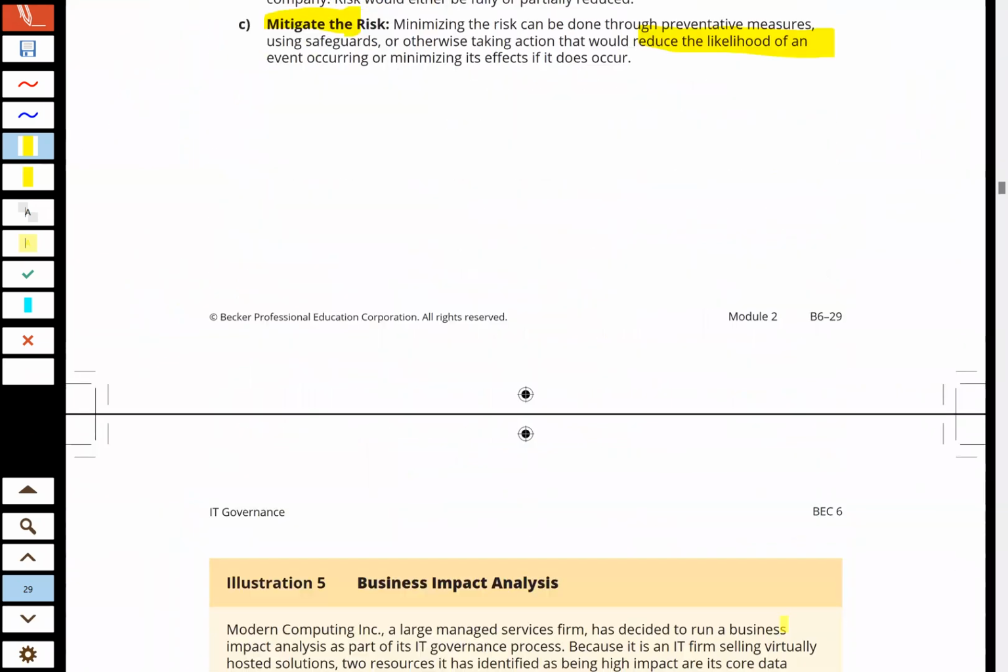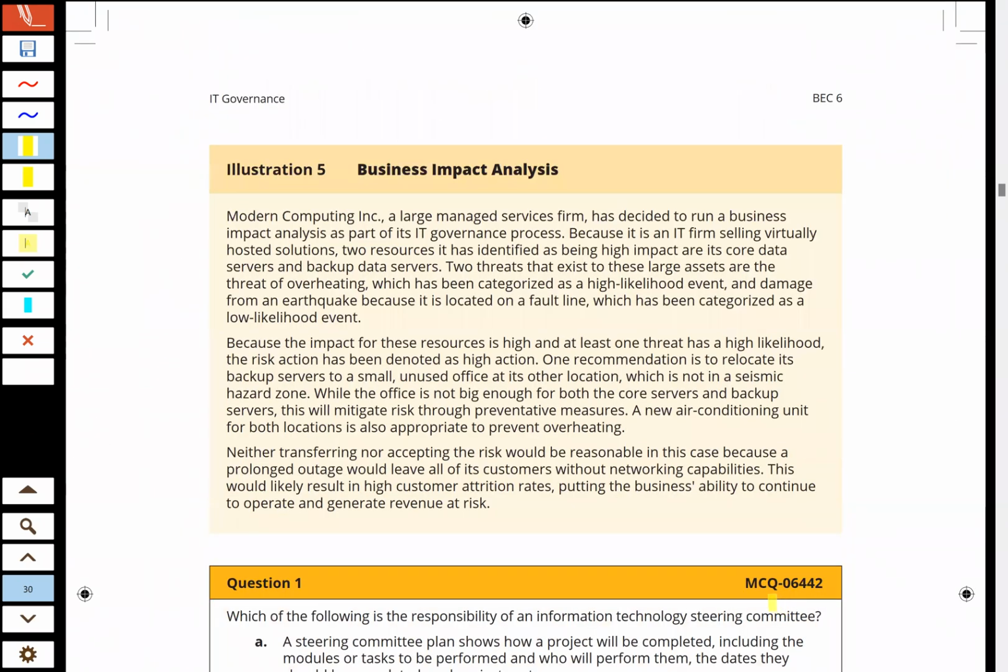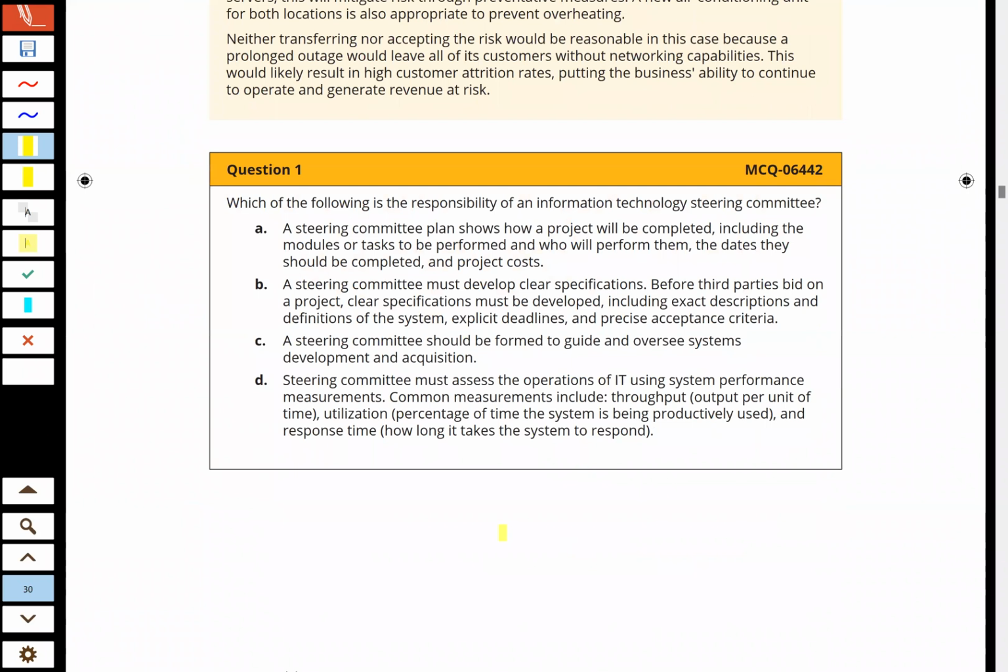Okay, good. So with all that, let's go ahead and take a look at our first question tonight and see how we do with this one.